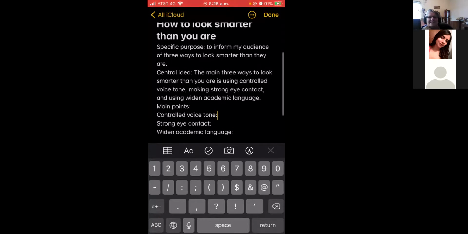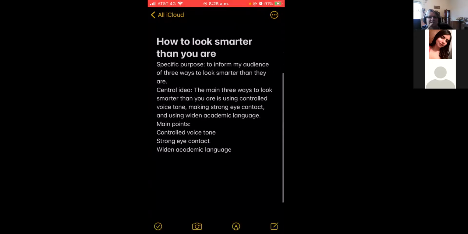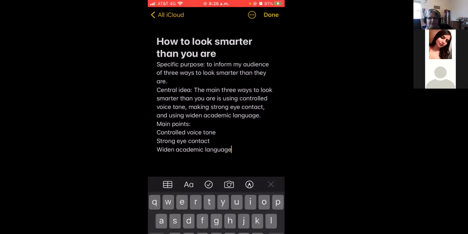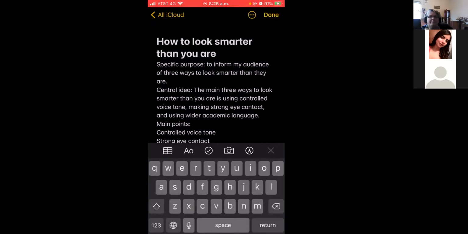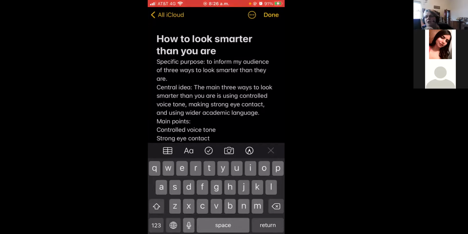That helps. The main three ways to look smarter than you are are using controlled voice tone, making strong eye contact, and using wider academic language. Wider, okay. I would say instead of wider, broader.